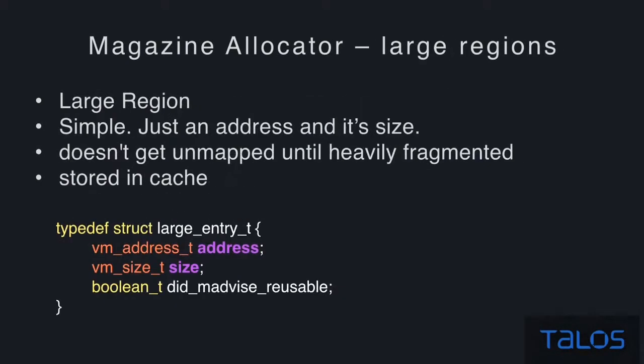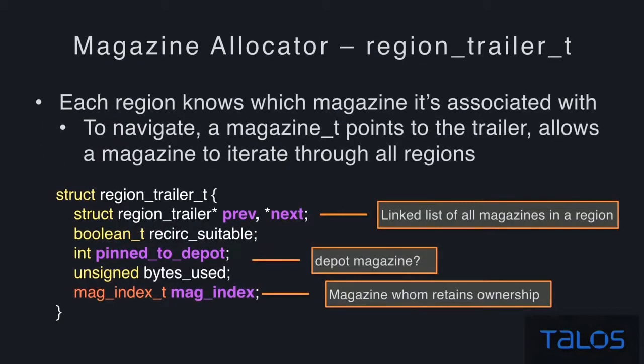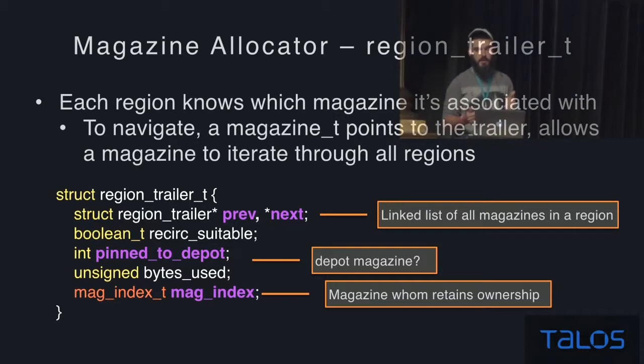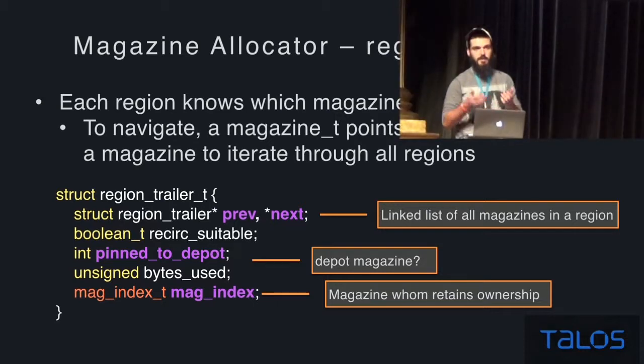Okay, and then large region stuff. All right, and so then the region trailer itself is how you actually access the region's memory. So we have previous and next pointers to walk this linked list of the region, and then what index we're on. So what core are we on, which magazine retains ownership? Because remember, we cannot switch magazine indexes because magazines are bound to cores. If you do that, that's going to muck everything up and not be a good time.